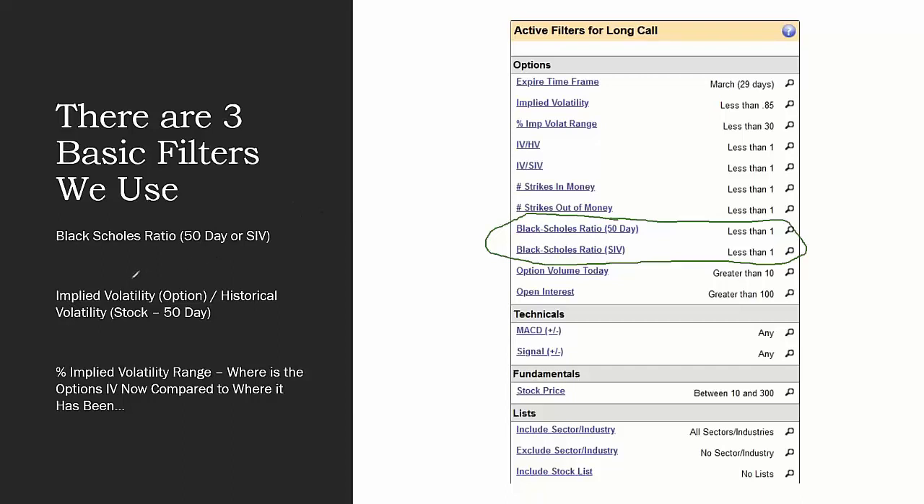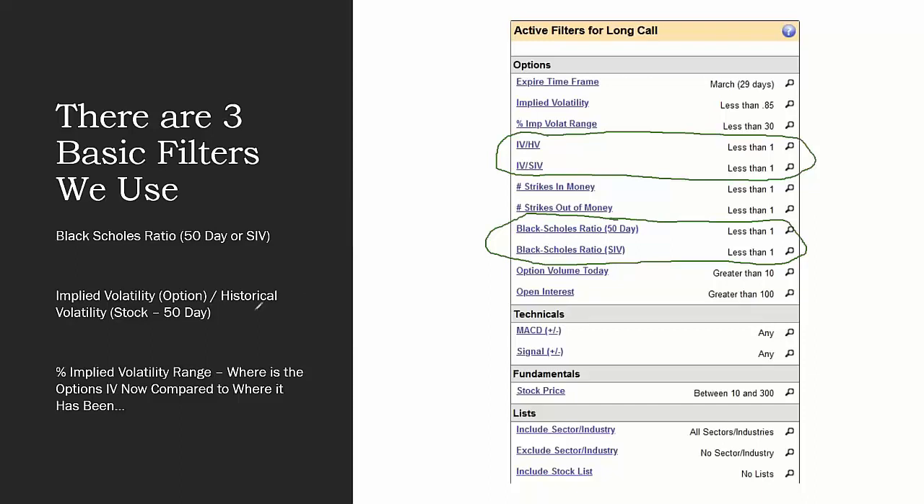The other basic filter that's used is the implied volatility. That refers to the implied volatility of the option divided by the historical volatility of the stock, or what's known as the IV over HV ratio. And we also have an IV over SIV ratio. If I'm looking to buy long calls, I'd probably be using potentially all 4 of those. We'll explain why in a moment.